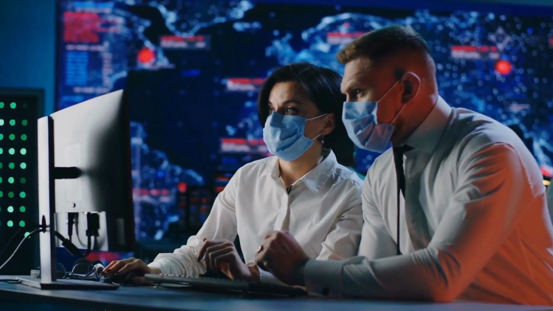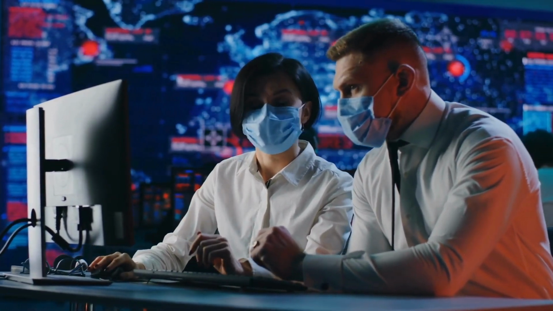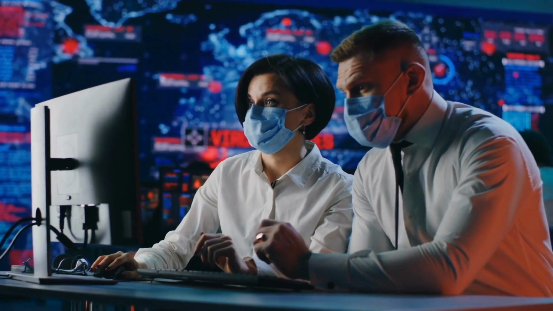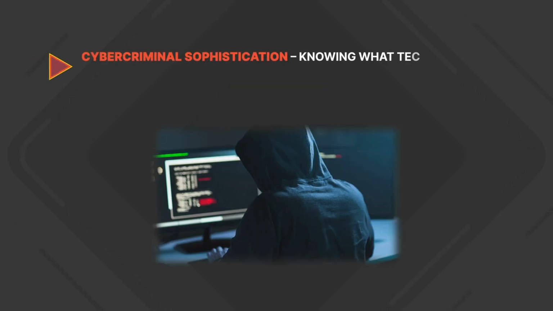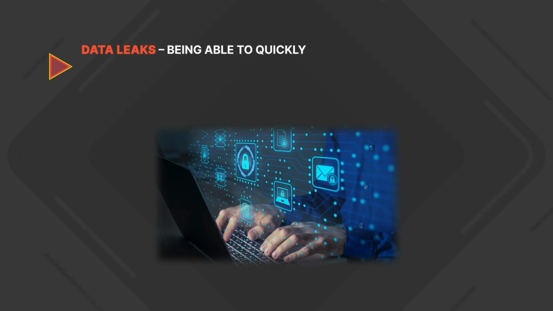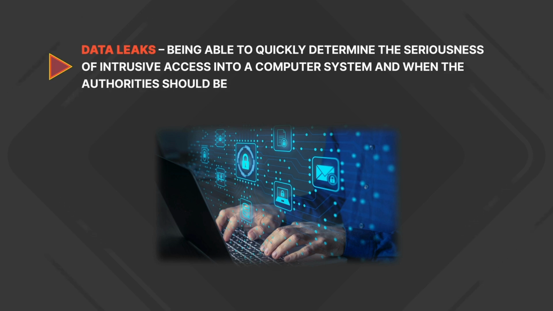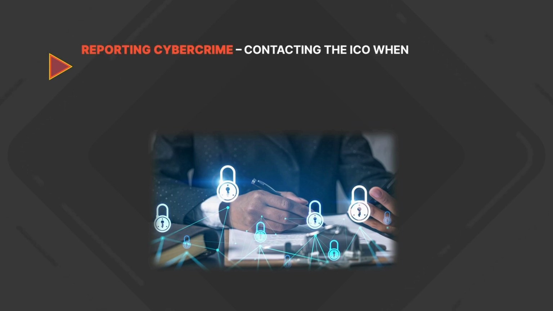Preventative measures and corrective procedures concerning cybercrime can be demonstrated by considering 8 factors when it comes to data protection. Cybercriminal sophistication. Knowing what technology criminals can use to access systems and work to block it. Data leaks. Being able to quickly determine the seriousness of intrusive access into a computer system and when the authorities should be contacted.